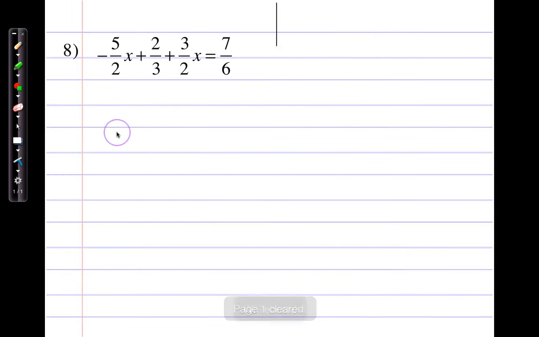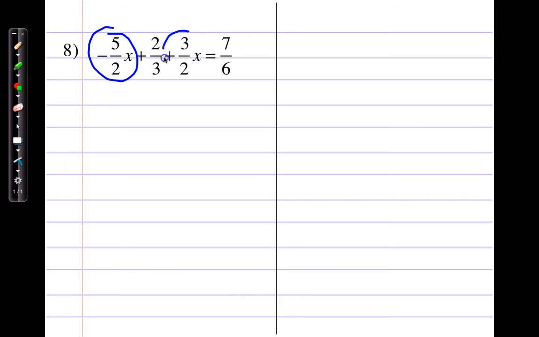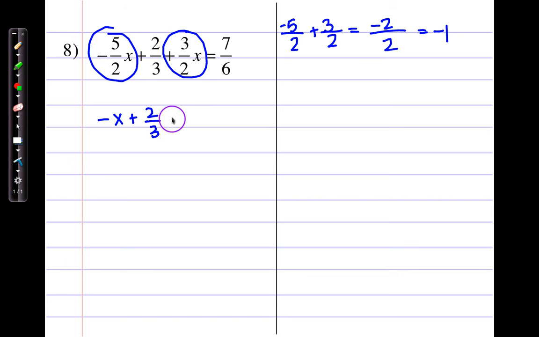number 8. Okay, so here I'm noticing that I can combine like terms. So let's do that. Do some side work. Here we have negative 5 halves plus 3 halves. What's nice is we already have common denominator, so negative 5 plus 3 is negative 2. Negative 2 over 2 becomes a negative 1, so this is going to become negative x plus 2/3 equals 7/6.